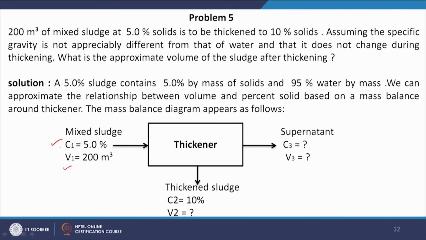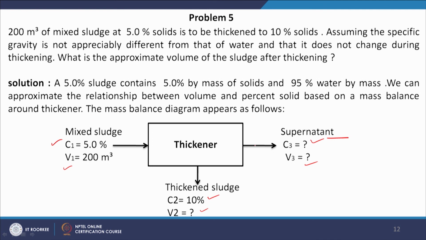We are assuming that in the supernatant the concentration will be C3 and V3, and in the thickened sludge V2 and C2, where C2 is 10% and V2 we have to calculate, the approximate volume of the sludge after thickening. In this case we can assume that after settling, the supernatant which is going out will not have any solid content. A 5% sludge contains 5% by mass of solids and 95% water by mass, so we can approximate the relationship between volume and percent solid based on a mass balance around the thickener.